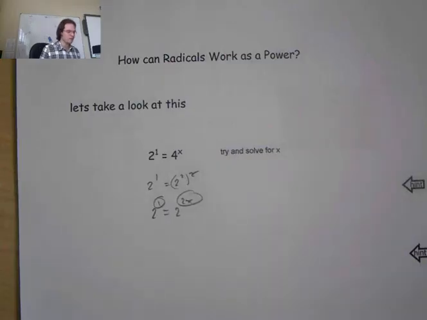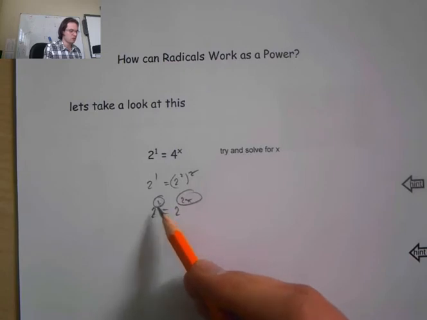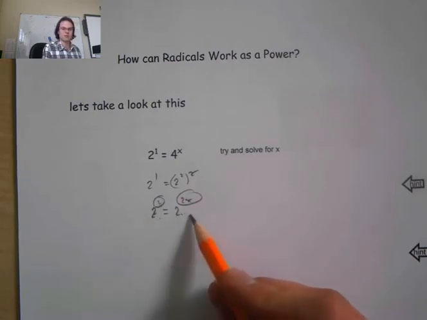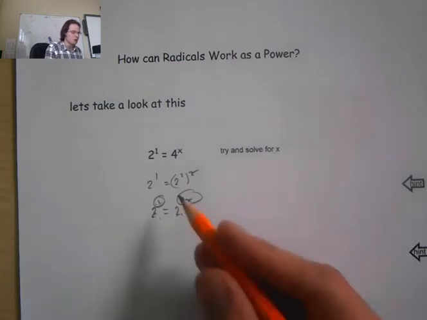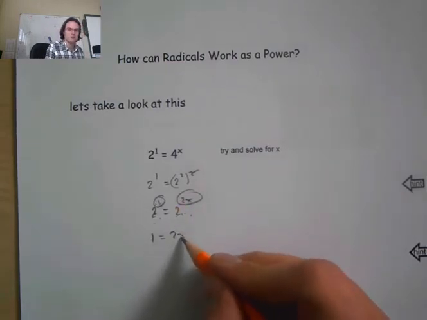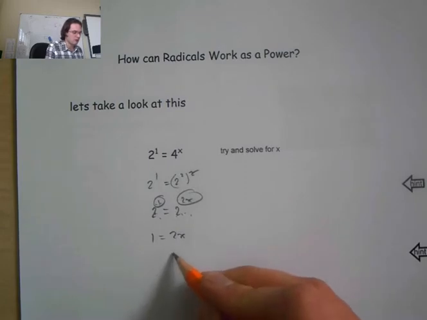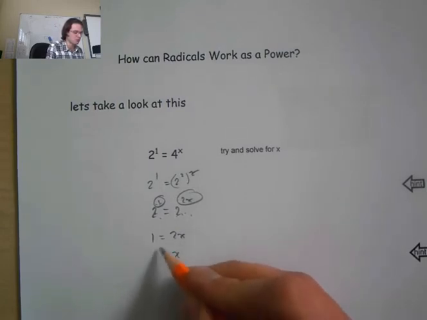Because if I look at this, 2 to the power of 1 is 2. So these are the same, so how many times 2 must be multiplied together must be the same in order for it to be the same. So I have 1 is equal to 2x. Okay? So x is equal to, divide both sides by 2, 1 over 2.